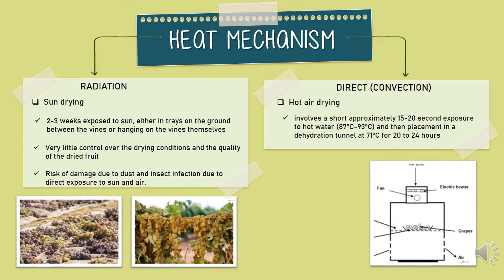The second one is hot air drying. Hot air drying involves a short, approximately 15 to 20 second exposure to hot water, and then it is placed in a dehydration tunnel for 20 to 24 hours. So as we could see between these two methods of drying, hot air drying is faster and safer compared to sun drying.